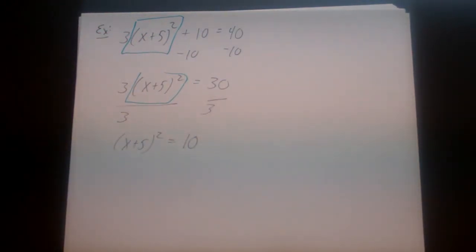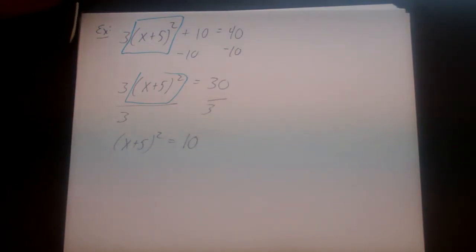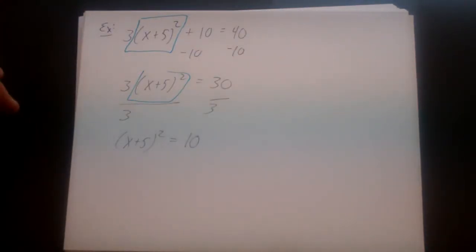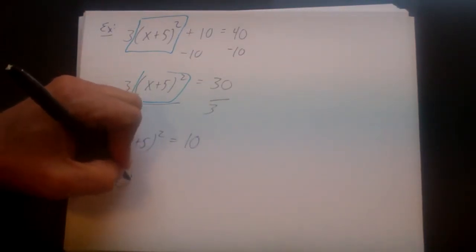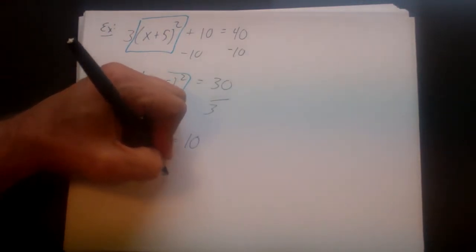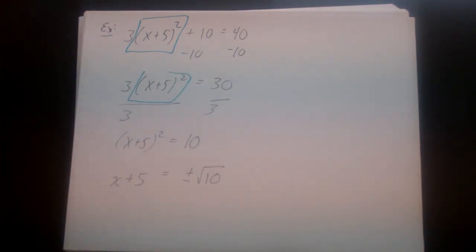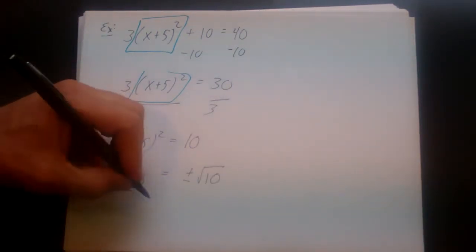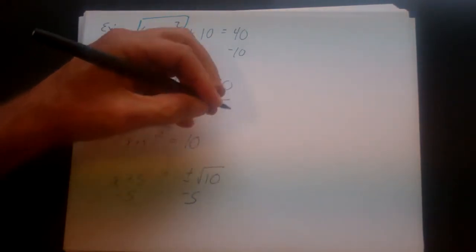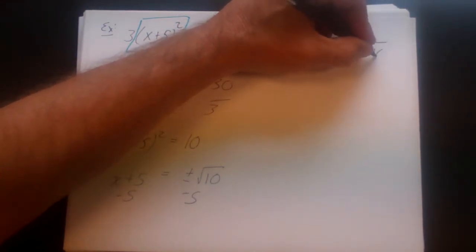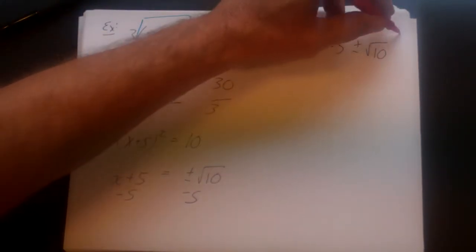So that's the end of step 1. Think about the steps. The first step is to isolate the square, and that's what I've done. The next step is to take the square root. So when you take the square root, this just becomes x plus 5. Never forget your plus or minus, so it's plus or minus the square root of 10. I'm going to simplify the square root of 10 if I can. Let's think that through. No, that doesn't simplify. So next I'm going to subtract 5 from both sides, and I have x is equal to minus 5 plus or minus the square root of 10. And that's going to be my answer right there.